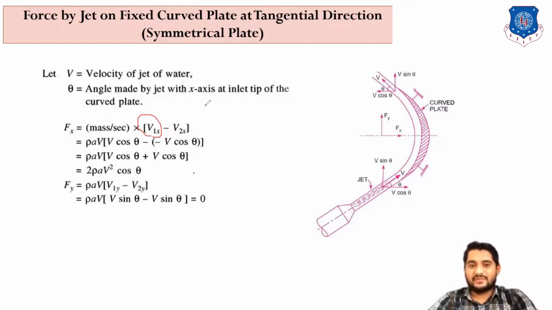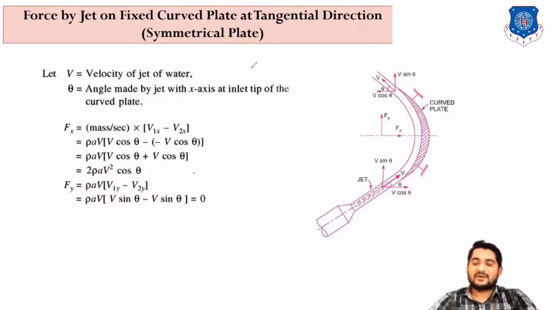So from the sketch, the velocity of the jet before impact on the blade, in x direction, is v cos theta on the right hand side, so plus v cos theta. Then minus v2x, the velocity of the jet after striking the blade in x direction, that means on the left hand side, so minus v cos theta. So here we take minus v cos theta. Minus minus plus, so rho a v into v cos theta plus v cos theta. So we can also write 2 rho a v square cos theta. This is our Fx value.